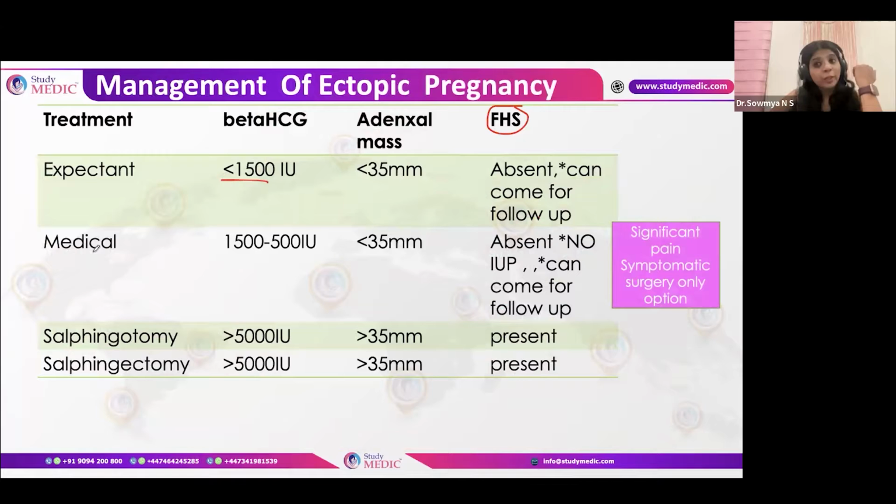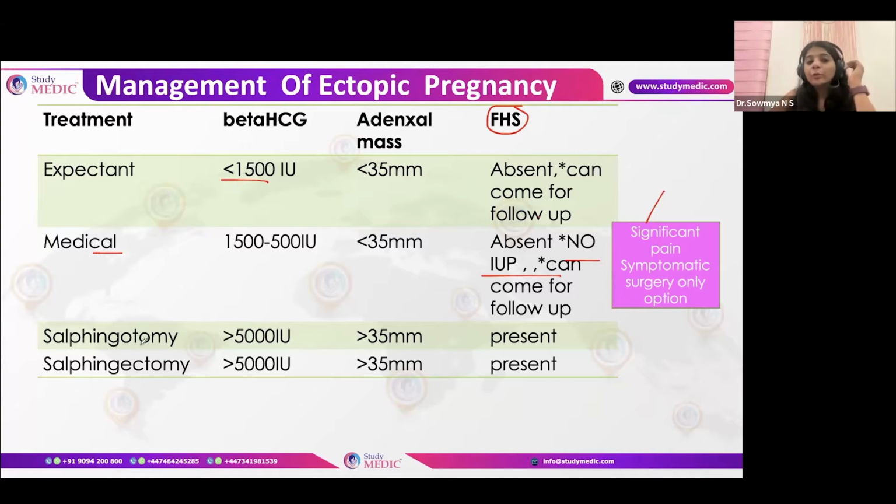And for medical, when you give methotrexate, you know it is a reversible inhibitor of dihydrofolate reductase. You should make sure that there is no intrauterine pregnancy. And the hormone cutoffs, you can see beta HCG and adnexal mass. Very, very important: irrespective of this, if somebody is presenting with significant pain and hemodynamic instability, the next best management, irrespective of the size of the adnexal mass, is laparoscopy. That is the gold standard.